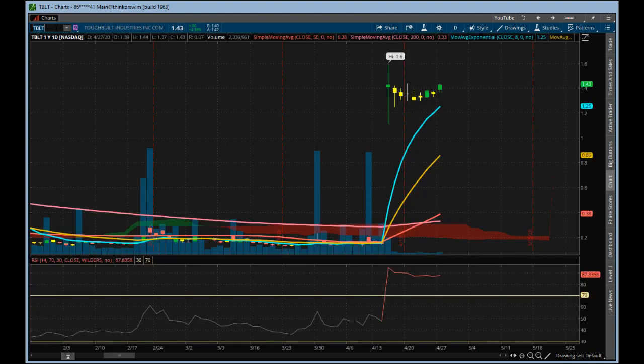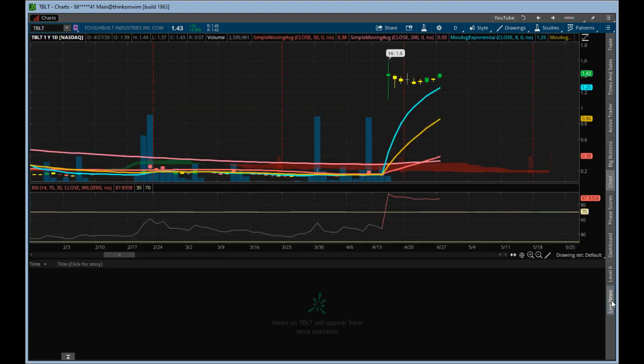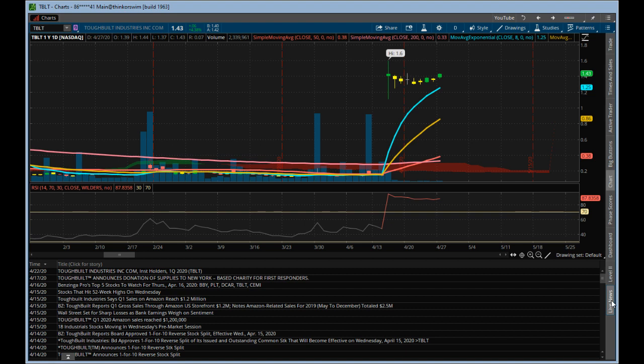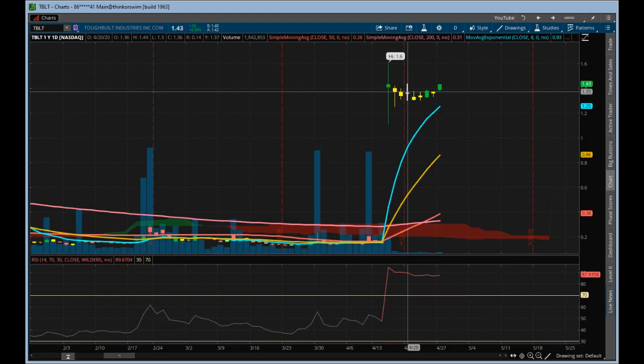Tough Built Industries. Cool. Big gap up recently, kind of hanging out up there. It makes me think they're an acquisition candidate. Oh, they had good sales with Amazon. Okay, it's not just up on Amazon news from the other day. So yeah, they had some good news there. I mean, it's a penny stock, right?